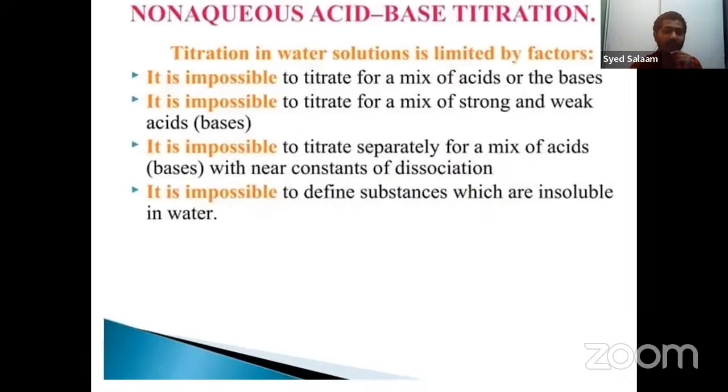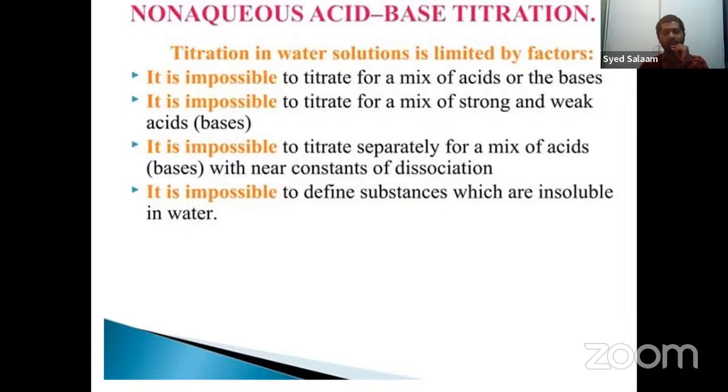So why do we need to go towards non-aqueous titration? Usually, when we try to titrate compounds which are a mixture, for example a mixture of acid and base, it would be difficult to perform when they are dissolved in water. Strong acid and weak base mixtures make it impossible to get the endpoint with simple aqueous titrations. And it is impossible to separate a mix of acids and bases with near dissociation constants, because usually in acidimetry and alkalimetry we have a certain endpoint between acid and base.